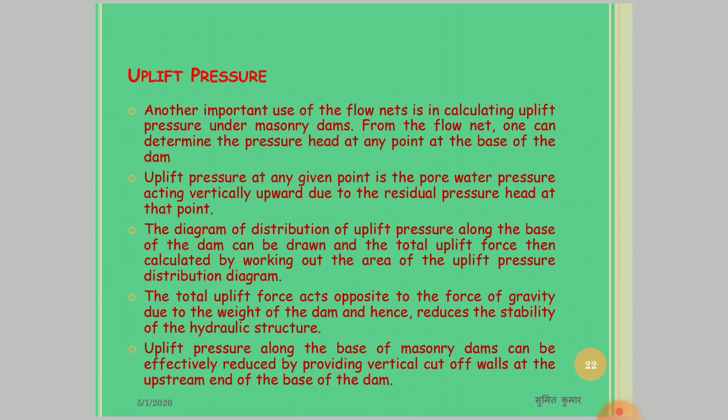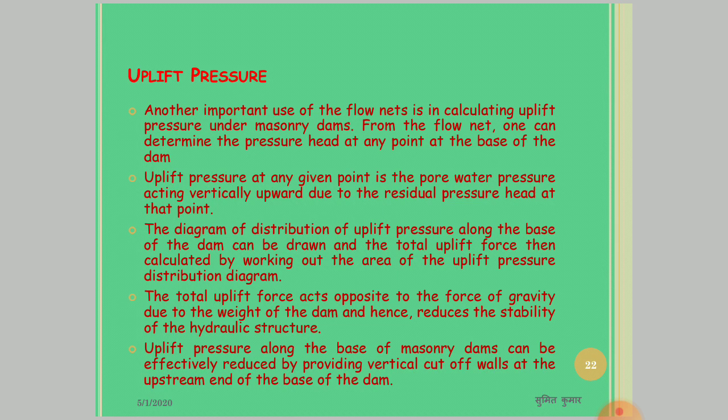Flow nets can also be used in calculating the uplift pressure under masonry dams. Water that seeps below masonry dams or weirs founded on permeable soil exerts pressure on the bases of the structures. These pressures are called uplift pressures. The diagram of distribution of uplift pressure along the base of the dam can be drawn, and the total uplift force can then be calculated by working out the area of the uplift pressure distribution diagram.